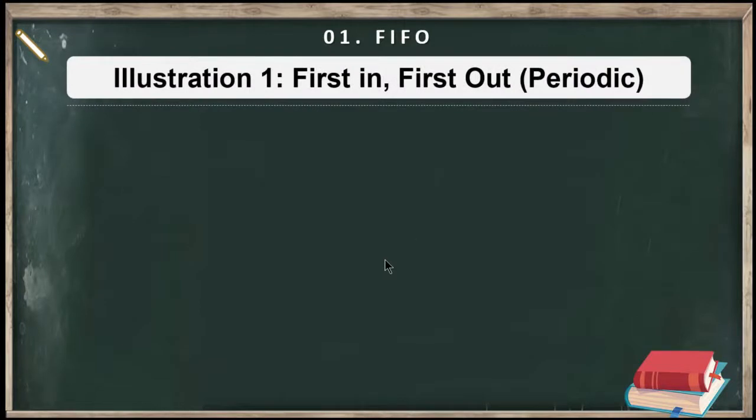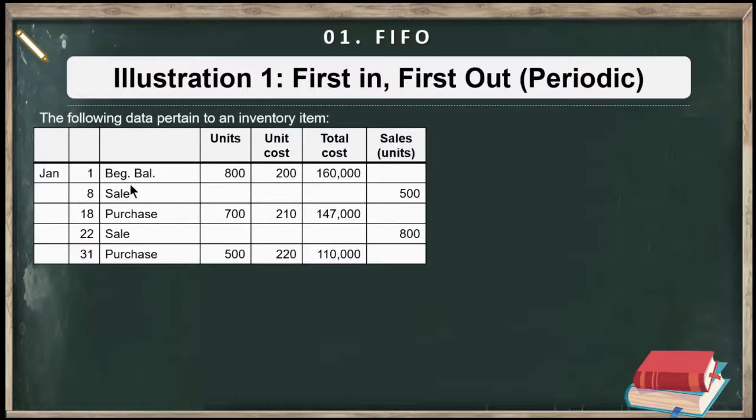So we have an example here for the first in, first out for the periodic method. The following data pertain to an inventory item. Here is the information: beginning balance, sale, purchase, and then we have the unit sales, how many items were sold, and then the costing of the items that were purchased or coming also from the beginning inventory.